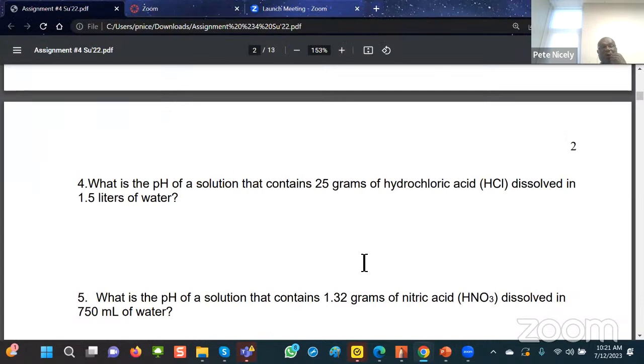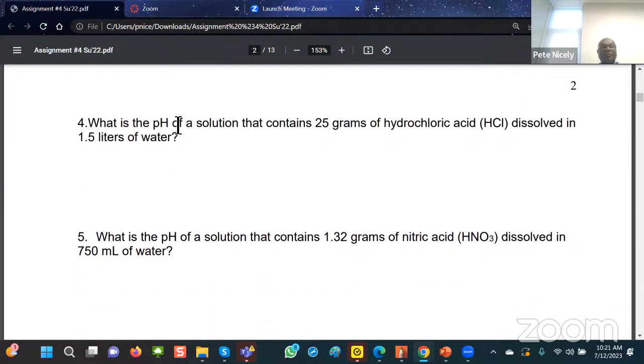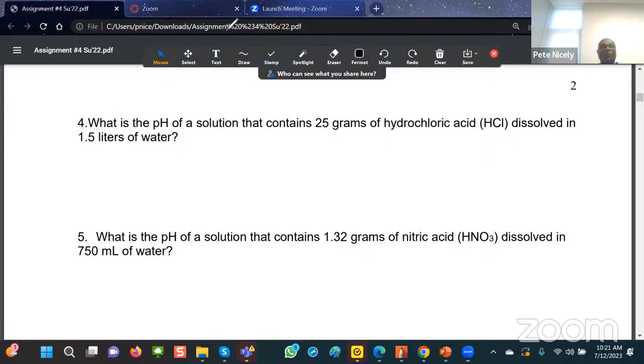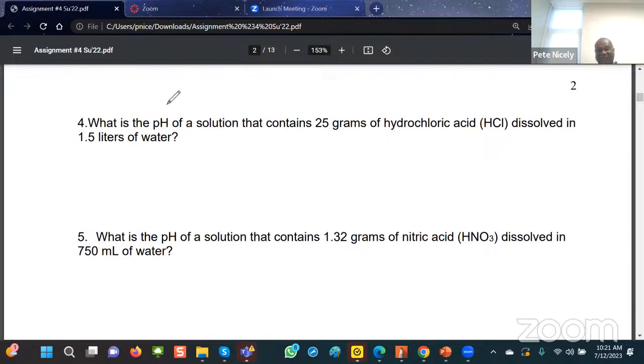And now we're going to apply what we have learned to this question right here, which says, what is the pH of a solution that contains 25 grams of hydrochloric acid dissolved in 1.5 liters of water? Now, another thing I should mention, which you were introduced to in general chemistry, but will become more important here, is that there's a difference between strong acids and weak acids, right? In fact, let me go back to my writing part here.